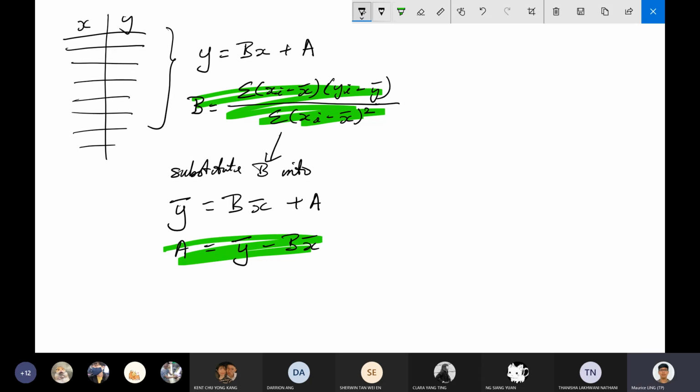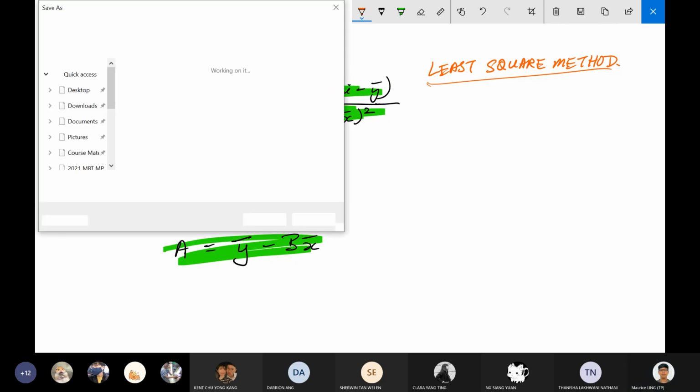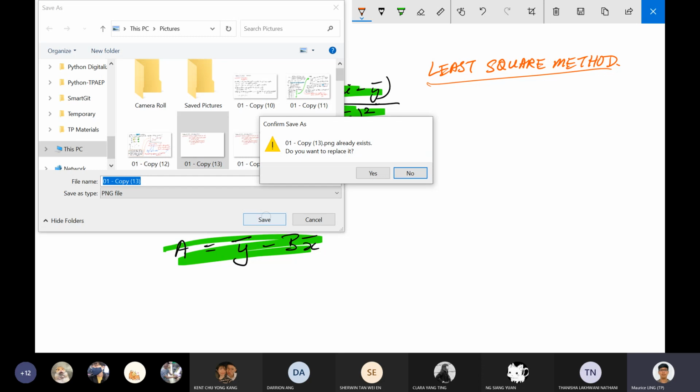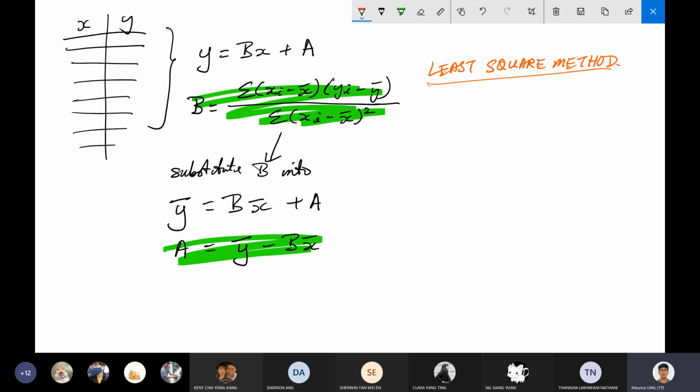Okay. This method is called the least square method. All right. So far, any problem? You don't have to know the equation because it's all in your calculator already. You just have to learn how to use the calculator. Okay.